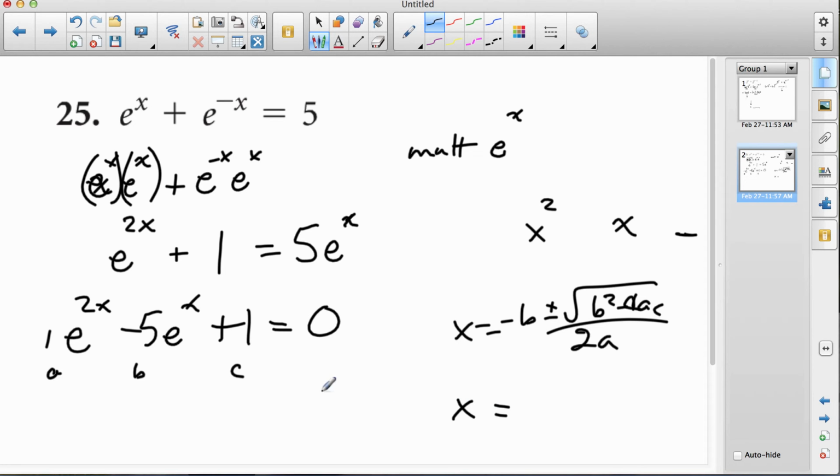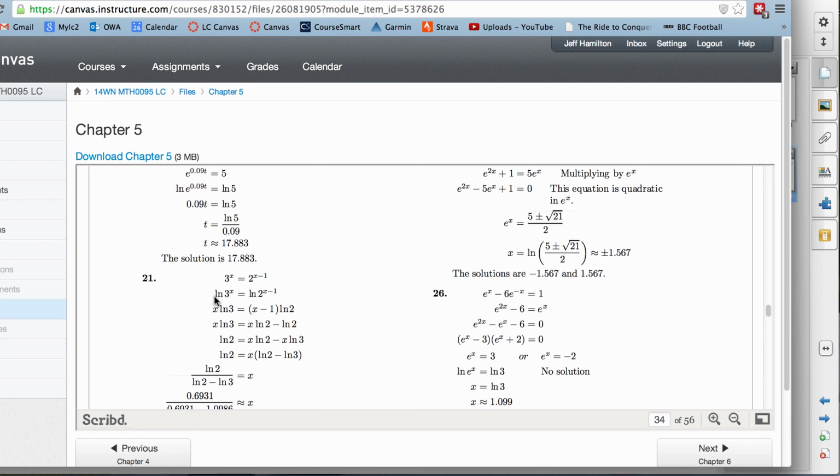And then you have to do some stuff after that because there's still a ln involved there in order to determine what your answer is. Well, let me just skip to that and show you in the answer key what they have. So 25 right up here.